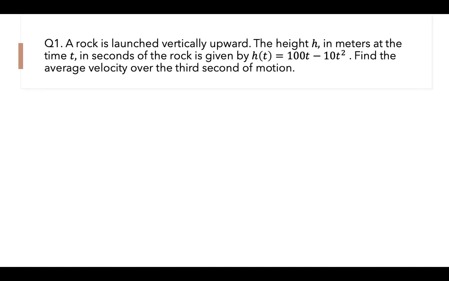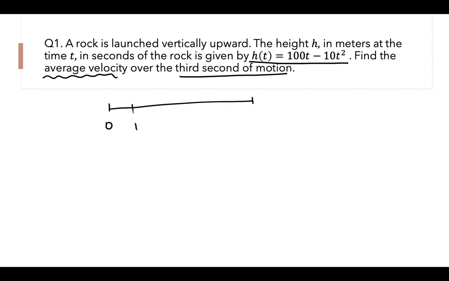So let's see. A rock is launched vertically upward. The height h in meters at time t in seconds of the rock is given by the height equation. Find the average velocity over the third second of motion. The third second of motion, so there's 0, 1, 2, 3, and 4, let's say. The third second of motion means over here, in between 2 to 3 seconds.